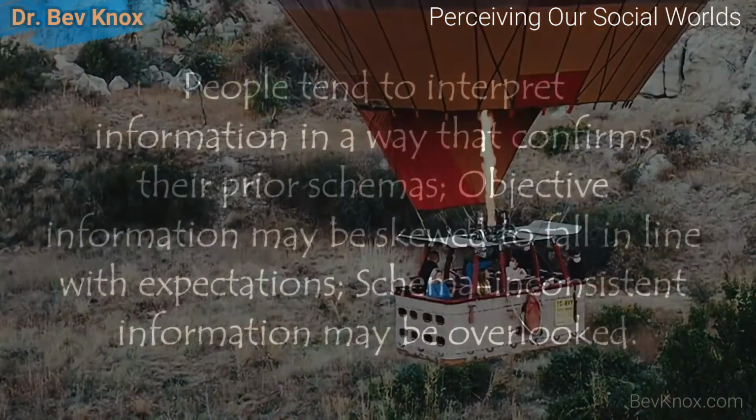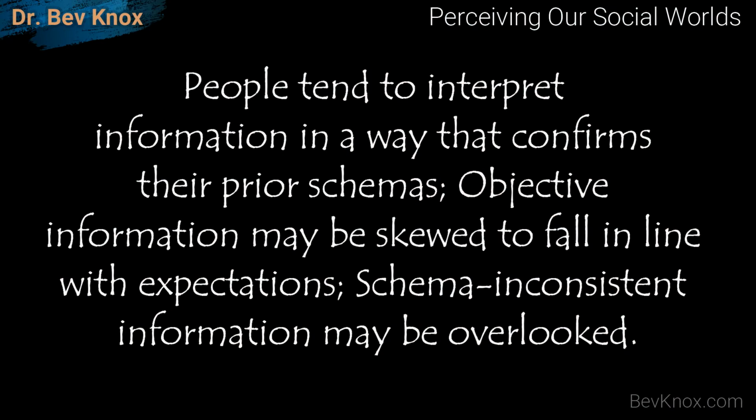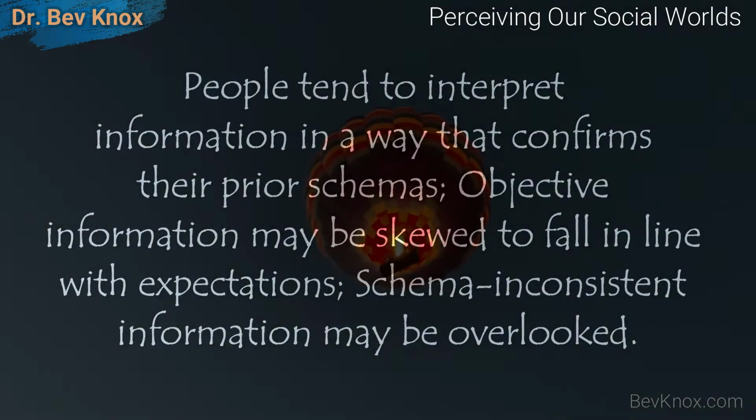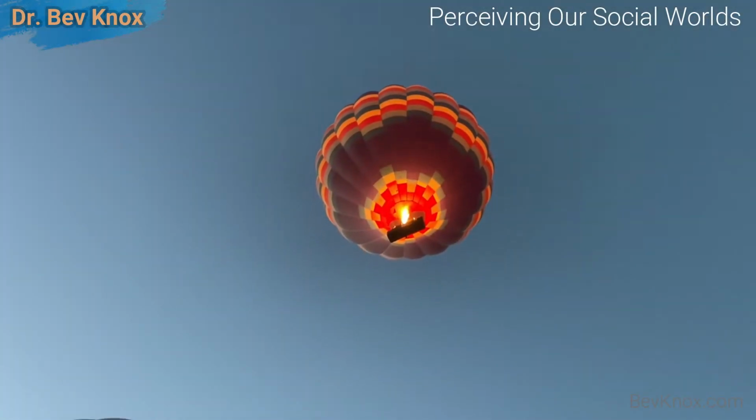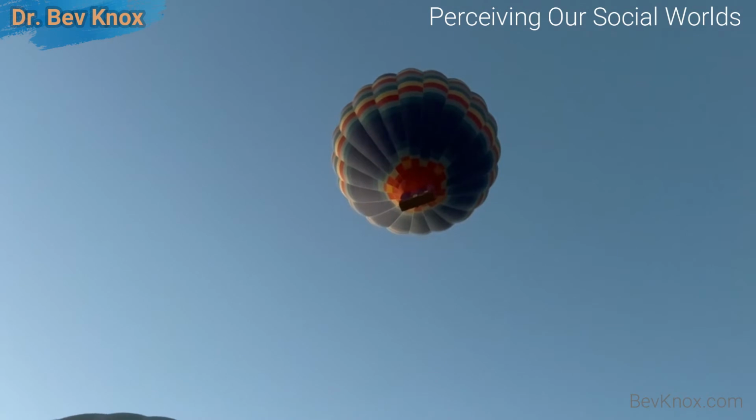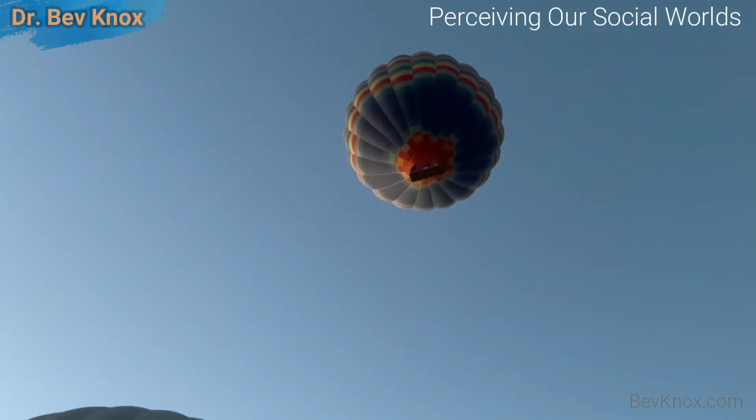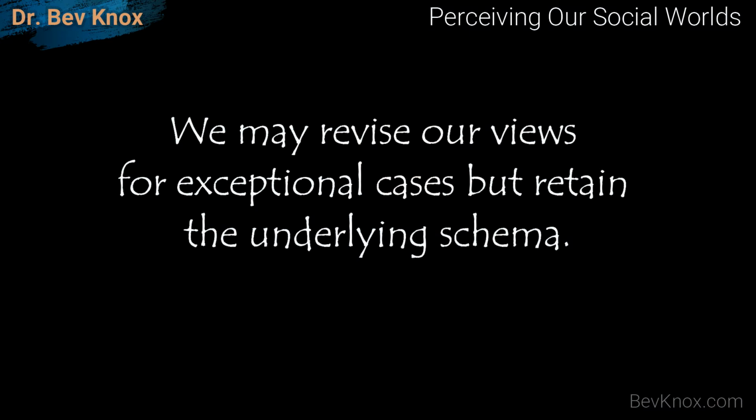So with confirmation bias, people tend to interpret information in a way that confirms their prior schemas. Objective information may be skewed to fall into line with expectations. Schema-inconsistent information may be overlooked, and our expectations may shift another's behavior towards confirming those expectations. And we may revise our views for exceptional cases, but retain the underlying schema.